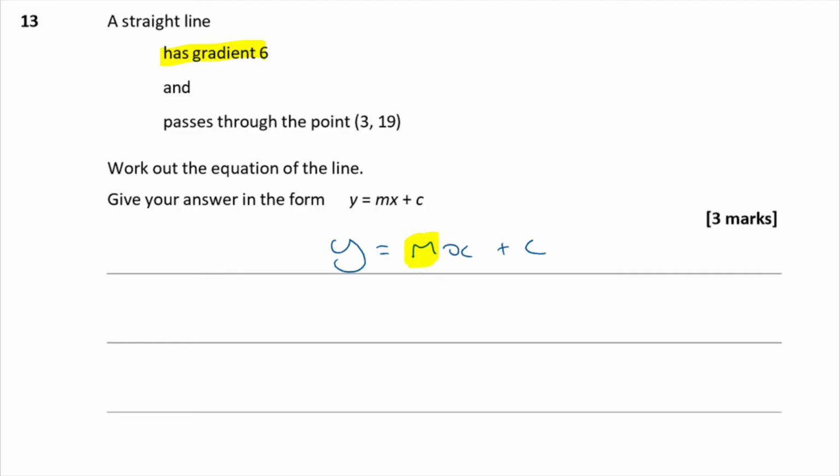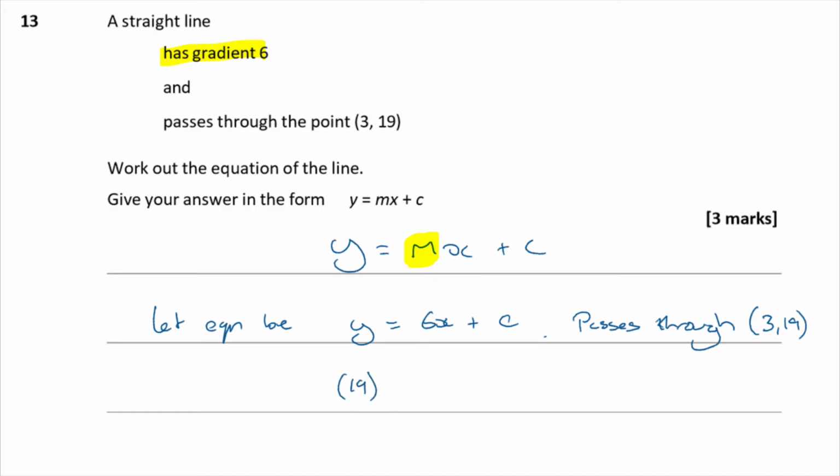So I'm going to say let the equation be y equals 6x plus c. So then the only thing I don't know is the c, isn't it? I do know it passes through a particular point, (3, 19). So subbing in x is 3, y is 19 into that equation, so 19 equals 6 lots of 3 plus c. Because I know those 2 values go together, I know that this equation holds for them. So if I sub them in, then the only thing I don't know is c, isn't it?